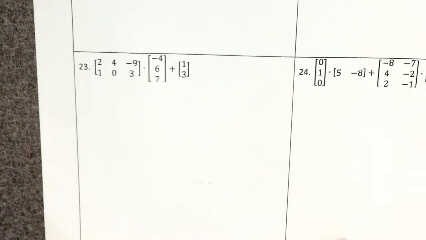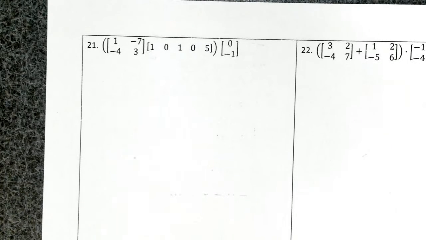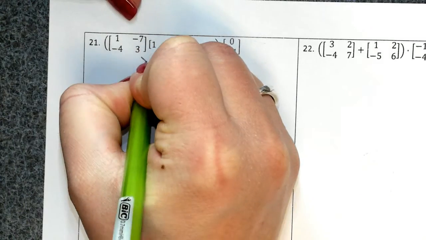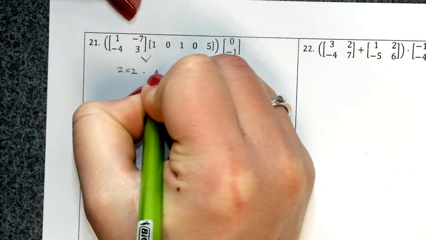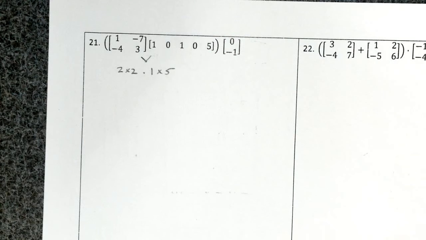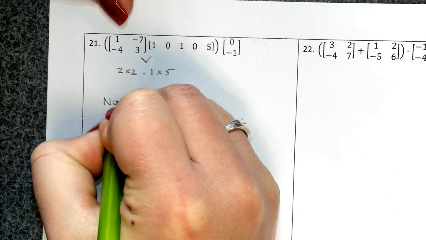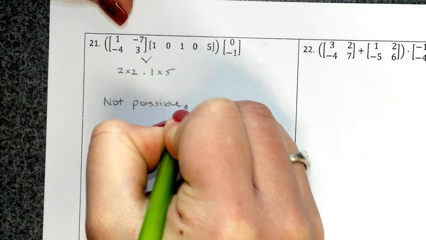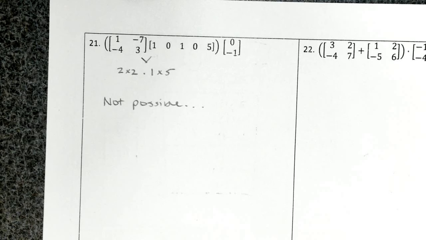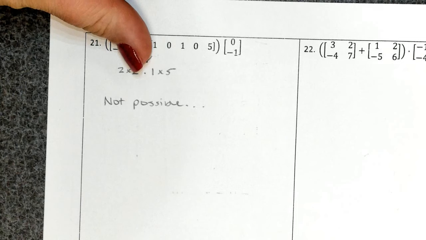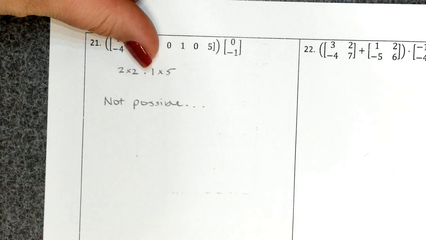Number 21, we did not do a previous problem, so we're going to have to go through and actually do this one, where we multiply and then multiply again. So, a 2 by 2 times a 1 by 5. Can I do that? No, it's undefined or not possible. I'm just going to write that to save us some time here. But we know we have to also write in why it's not possible, right? That the columns in the first do not match with the rows in the second. Okay, we've written it a couple times already, though.